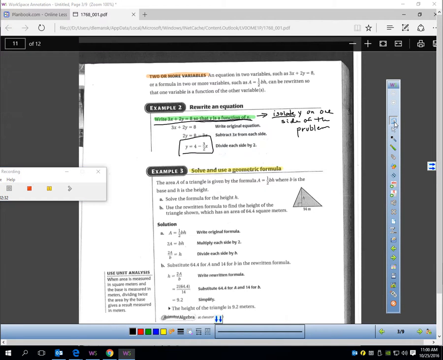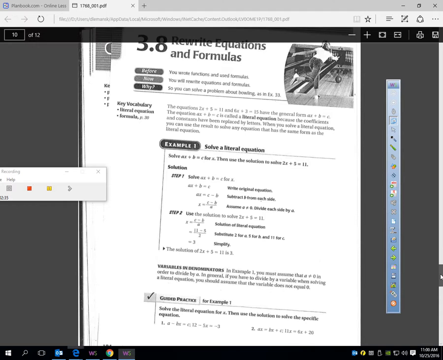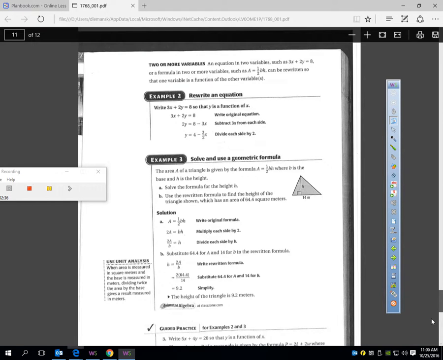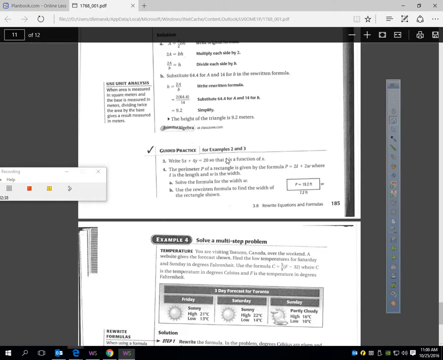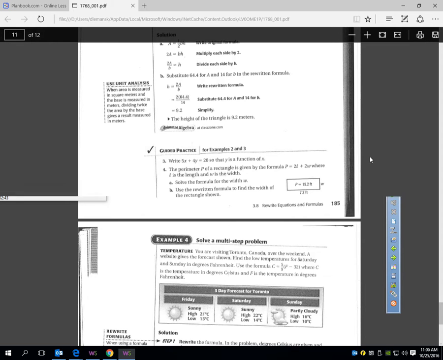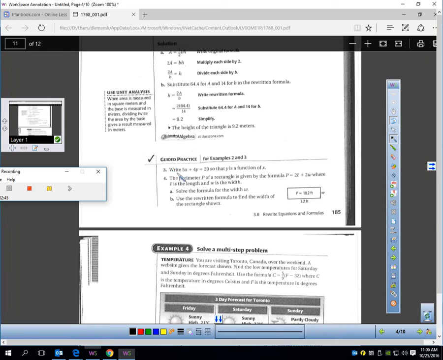All right, so let's go to the bottom of that page, page number 185. They have a few problems that we can do these very techniques and show how we accomplish that with these two. So let's do number 3. It says write this equation so that y is a function of x. Now remember, this wording means get y by itself. Okay, so let me write the problem up here. I have an open space, and you can write this in your notes. 5x plus 4y equals 20.